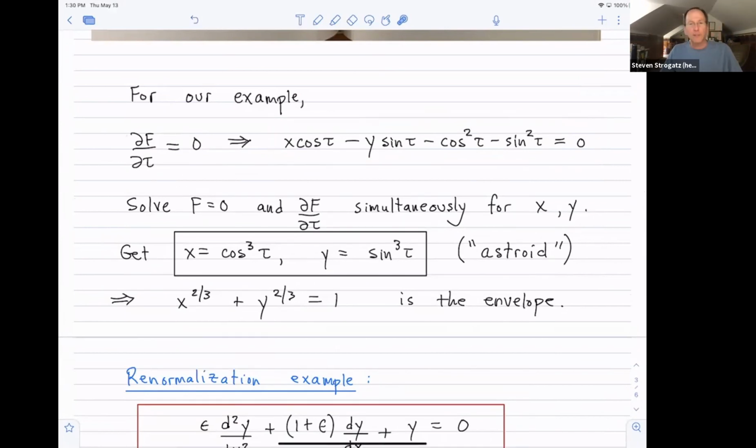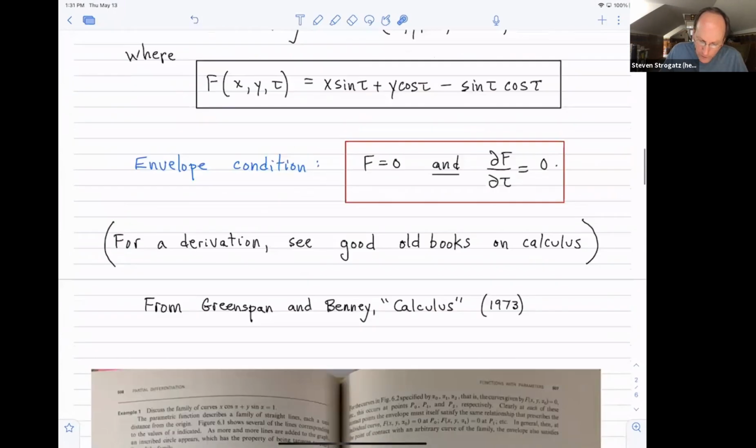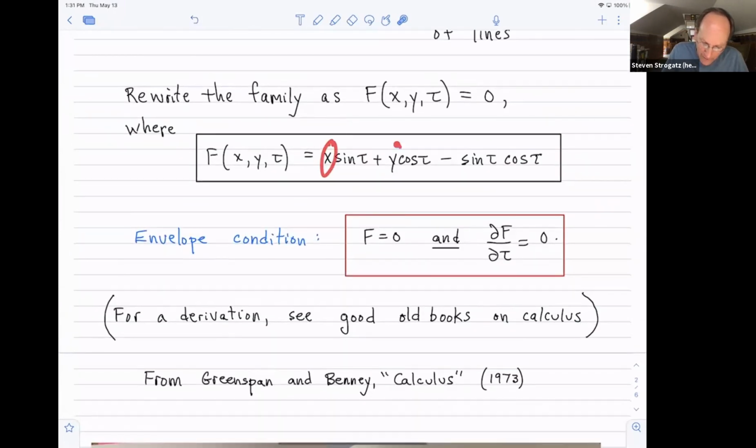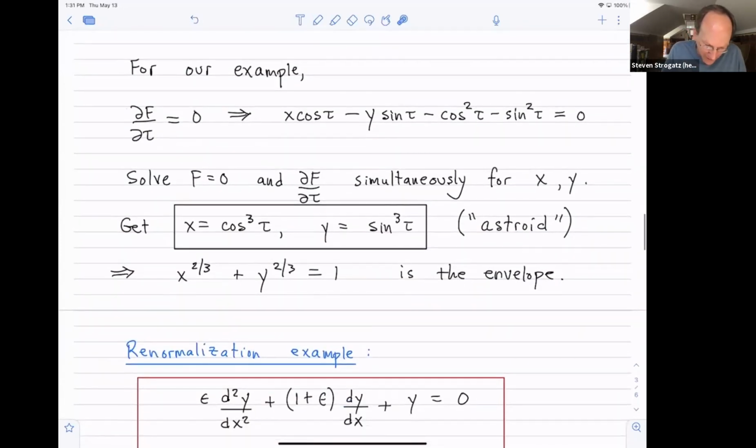And if you then solve it simultaneously with f equals 0, it's linear equations in x and y. So it's not that bad. This one's linear in x and y. And the equation for f equals 0 is, of course, also linear in x and y. So though it looks complicated, it's just a pair of simultaneous equations in x and y. So you can solve for them in terms of tau, and you'll end up getting this equation in the box. X is cosine cubed tau, y is sine cubed tau.